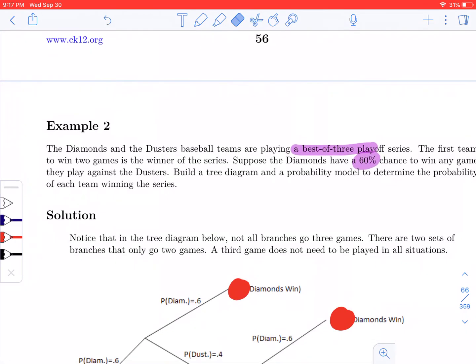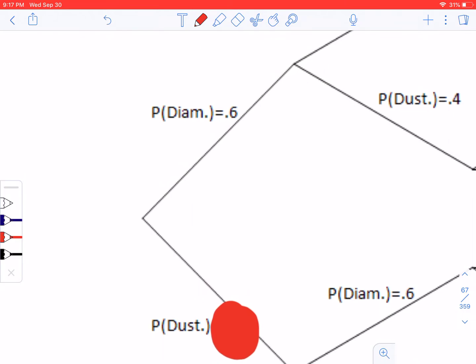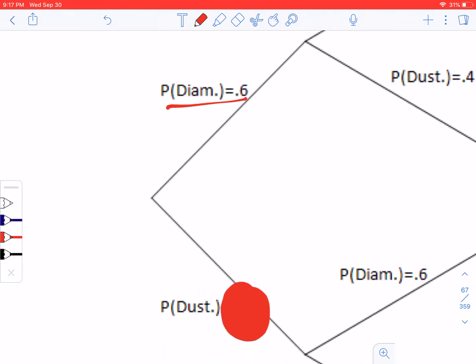All right, lastly, we're going to look at a baseball game between two teams, Diamonds and Dusters. And they're doing a little playoff, a best of 3, which means the first one to win 2 games wins the series. We know that from past experience, the Diamonds win 60% of the time. Dusters only win 40% of the time. So we're going to build ourselves a scenario. 40% for Dusters, 60% of the time for Diamonds. So the first game, there it is. Somebody wins.